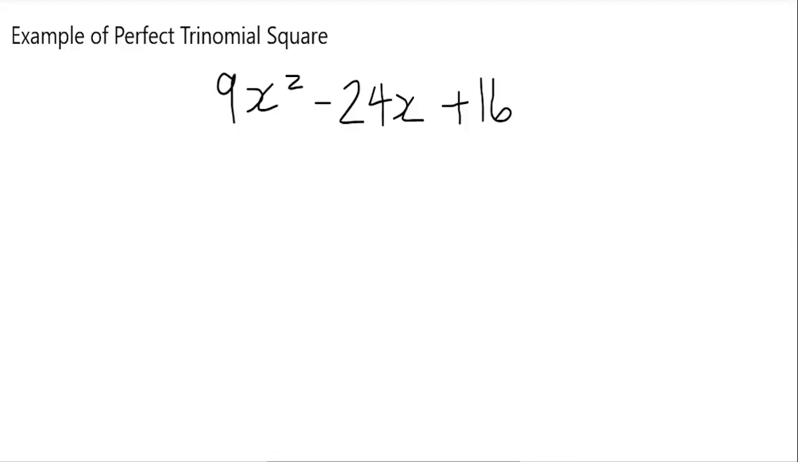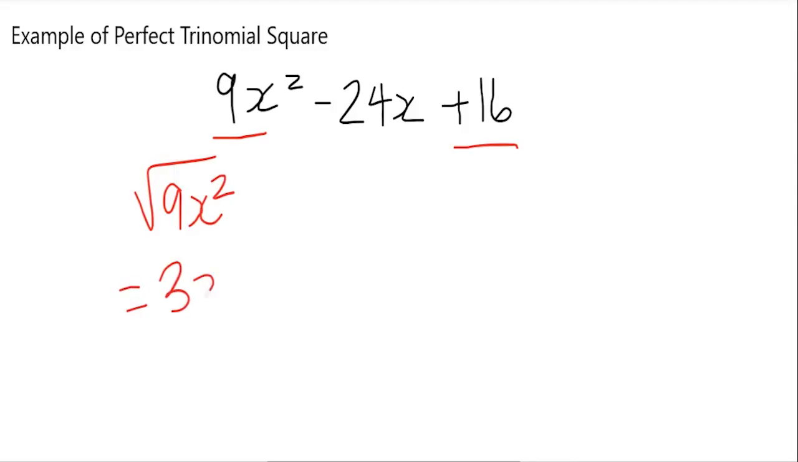What you want to look at is your first term and your last term. So let's first take a look at our first term here, 9x squared. Let's square root it. You get 3x. Okay, awesome. Let's leave that there. Let's look at our third term now, which is the 16. Square root of 16, you get a value of 4.